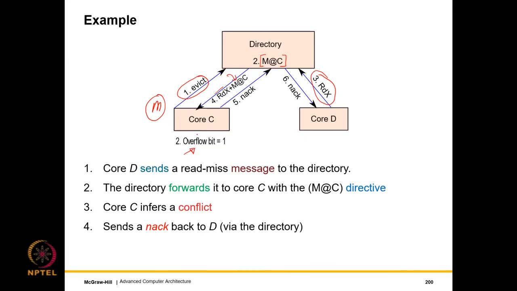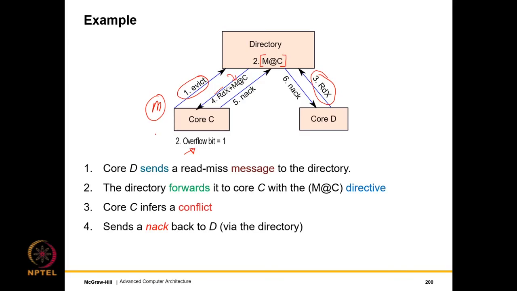So overflow bit basically means that some line was in the read set or write set and it was evicted to the lower level, so its overflow bit is 1. If its overflow bit is 1 and the state that is coming has an M at C, then what will happen, right, is that it will automatically infer that there is a conflict.